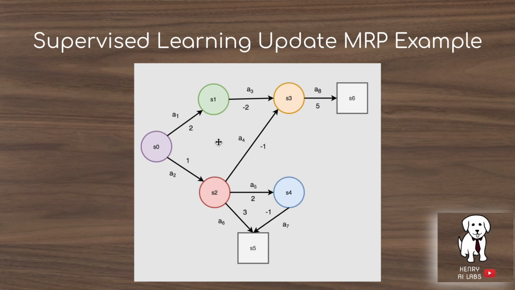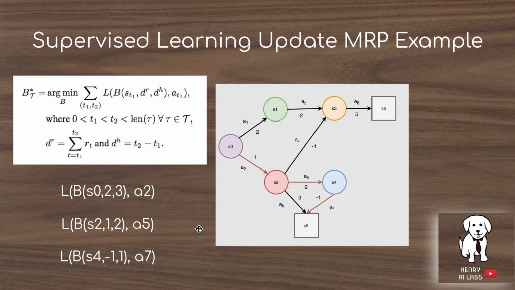I've chosen this Markov reward process because it has a longer episode length and different sequences, and I also just think it better describes this idea than the simpler one described in the paper. So if we're in this Markov reward process and we take this path from S0 to S2 to S4 and then to the terminal state S5, we receive these different kinds of pairs in our replay buffer that we can use to update our behavior function.